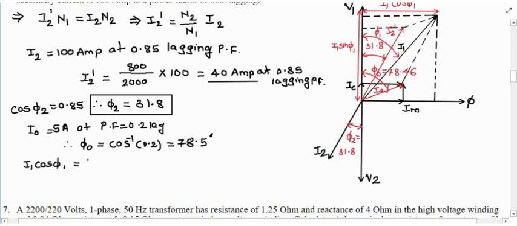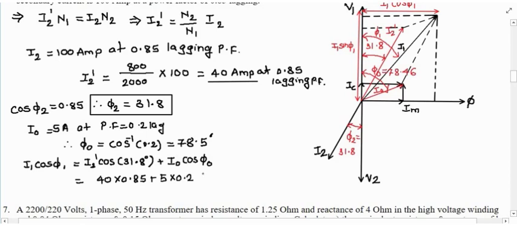I can write down equals to I2 dash cos of 31.8 degree plus I0 cos of phi 0, which is equals to 40 into 0.85 plus no load current 5 ampere is given to you, and cos of phi 0.2. So I1 cos of phi 1 you will get approximately equals to 35 ampere.